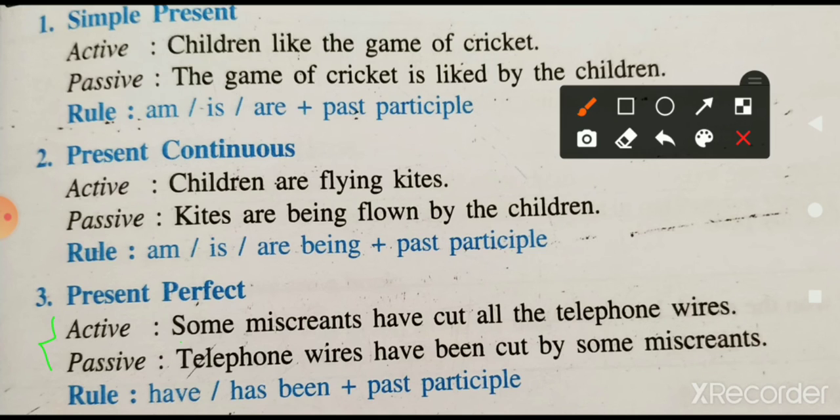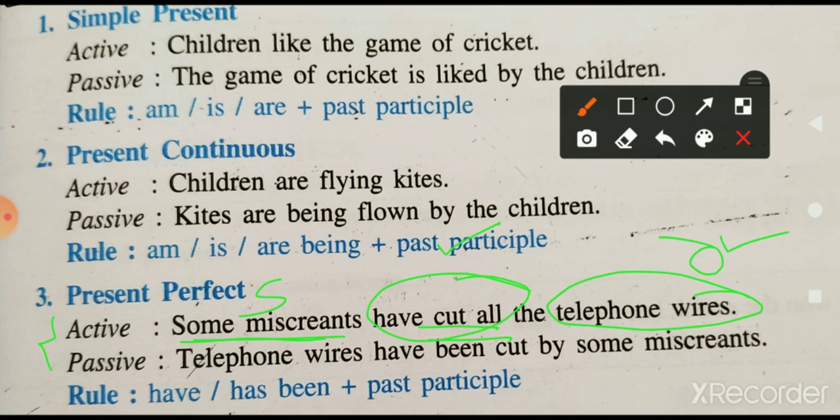So here, some miscreants is vague information. They don't know who they are. So this is the subject first of all. Then the action is cut. And this part is the verb part, and the rest here is the object. So first we are going to write the object, that is the telephone wires. Then with this, the verb rule.